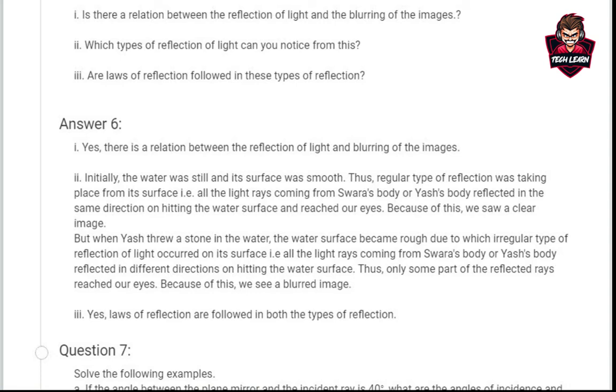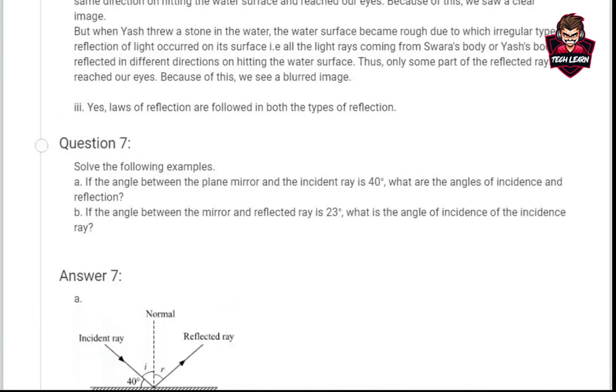Question 3. Are laws of reflection followed in this type of reflection? Answer of question number 3. Yes, laws of reflection are followed in both the types of reflection. Question number 7.